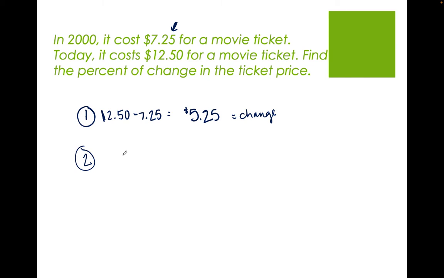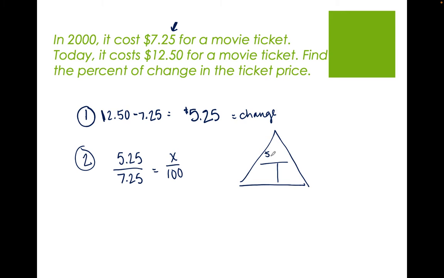So when we do our proportion, if that's the method you're choosing, you're going to put the change, which is $5.25, over the original amount, which in this case is $7.25, and then x over 100. If you like the equation or the triangle method, the change is our part, $5.25 over $7.25, and that will give us our percent.